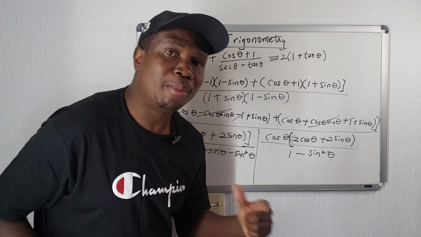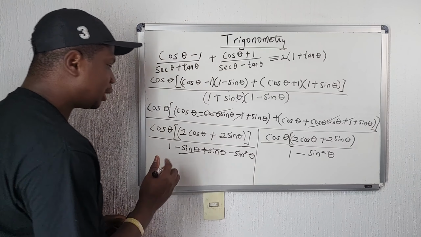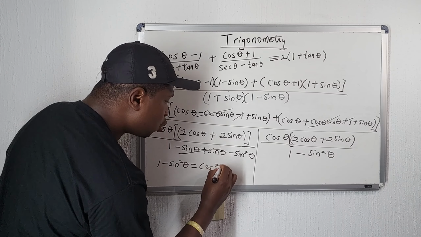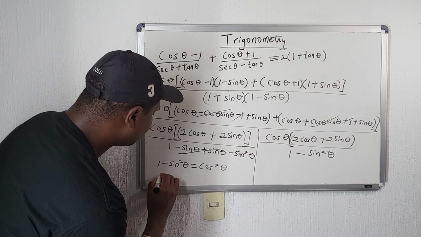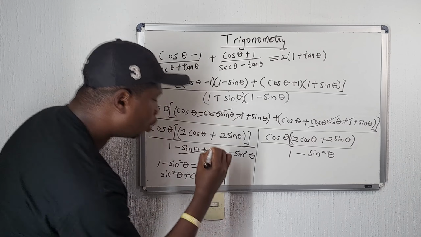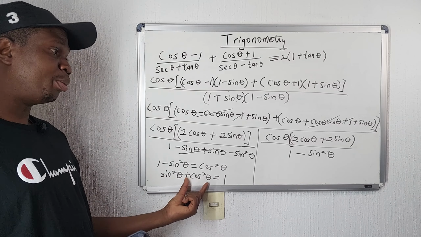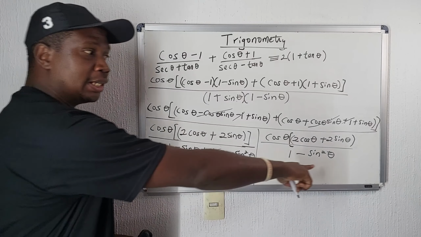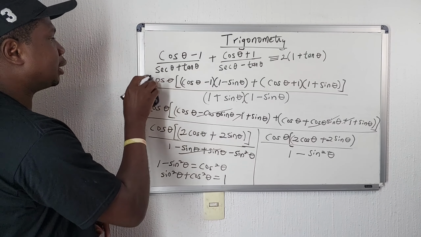Now, if you remember from our fundamental trigonometric identity from what we did in the last video, we know that 1 minus sine square theta equals to what? Cos square theta. Because we know that the first trigonometric identity we proved was that sine square theta plus cos square theta equal to what? 1. If I make cos square theta subject of formula, I'll have that cos square theta equals to 1 minus sine square theta. So I can replace this with what? Cos square theta. Let's do that now.